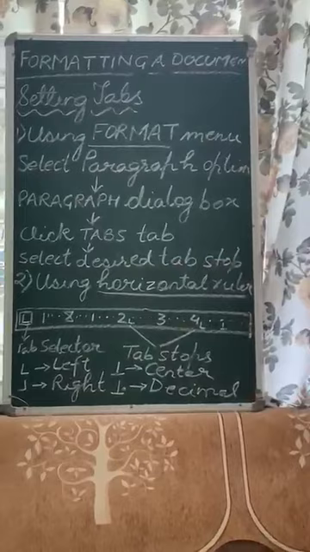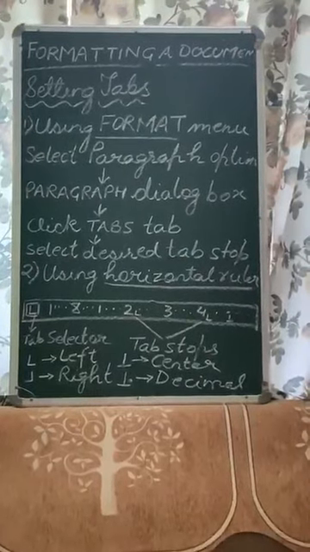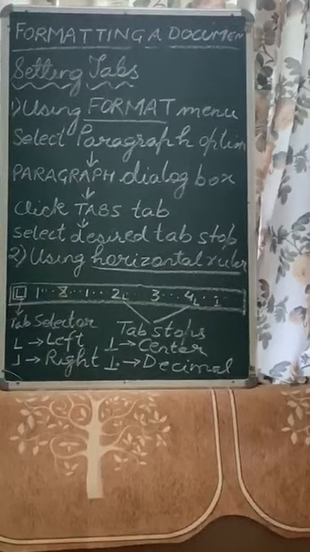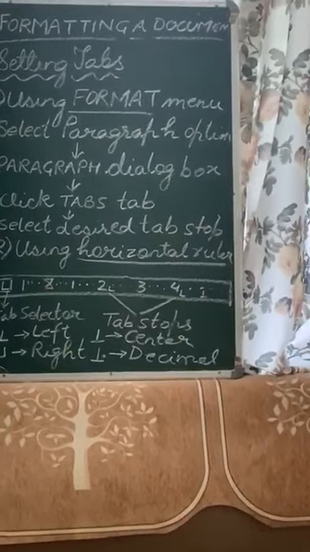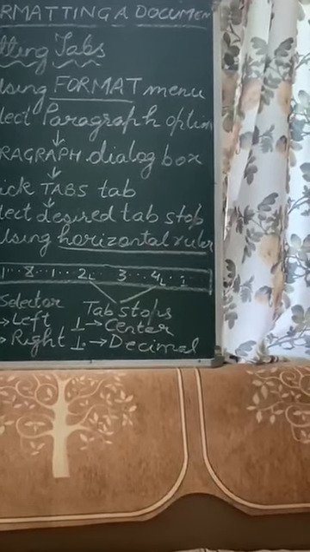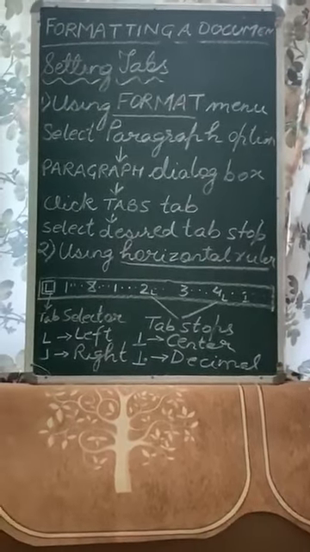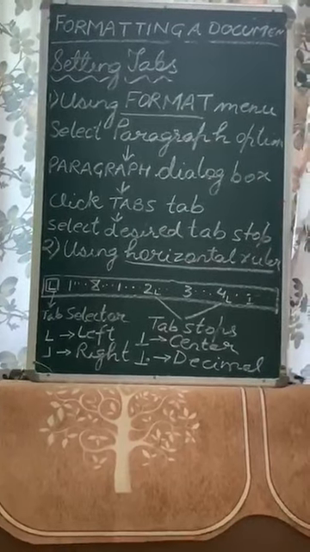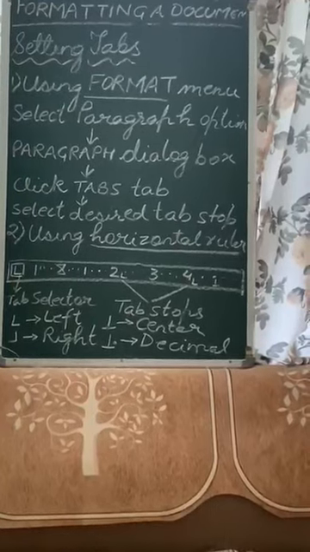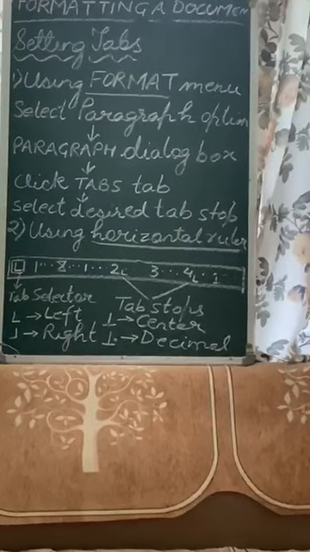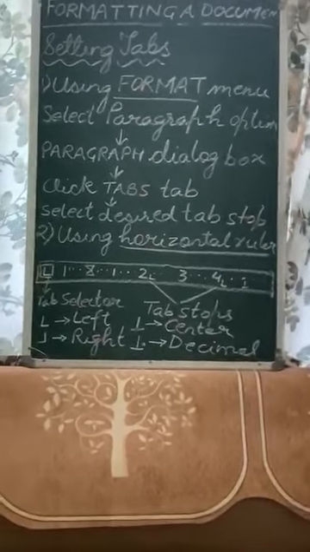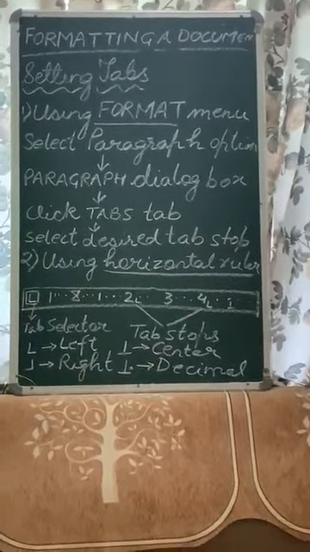Now the next one is setting the tab using the horizontal ruler. What is this horizontal ruler? When you open your document in OpenOffice Writer, and in MS Word also, just before the document you can see there is a ruler, the horizontal ruler. And if it is not visible on your screen, there is a button known as the tab selector present at the left side of this document. You click on that button, you can see the horizontal ruler there.